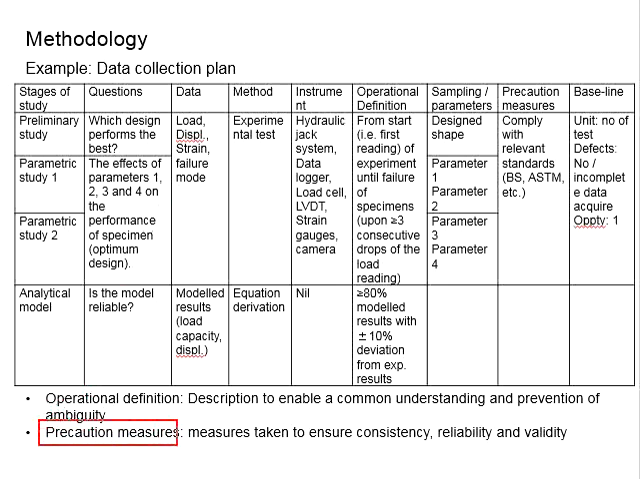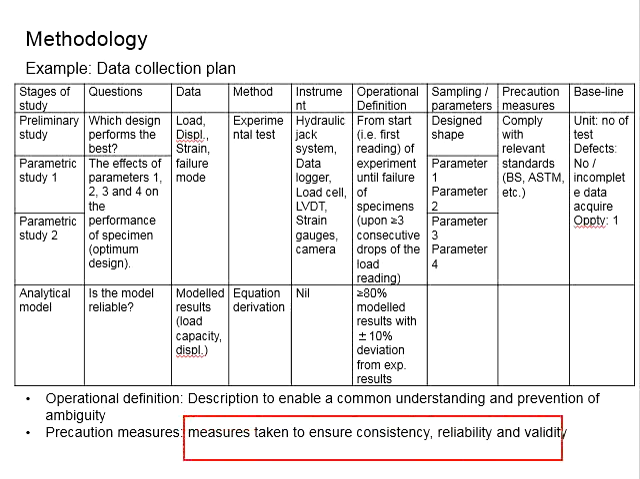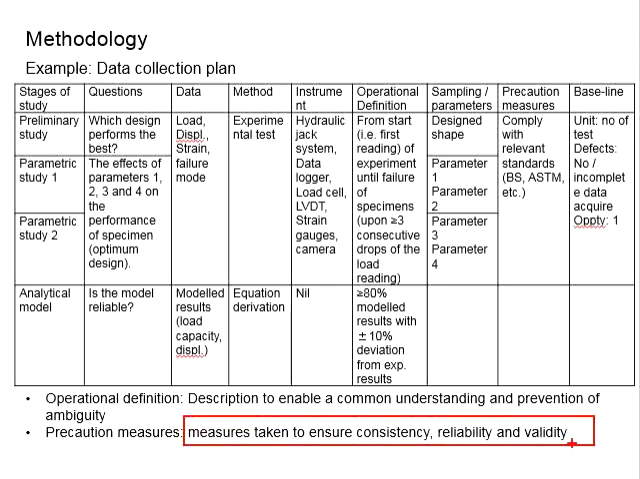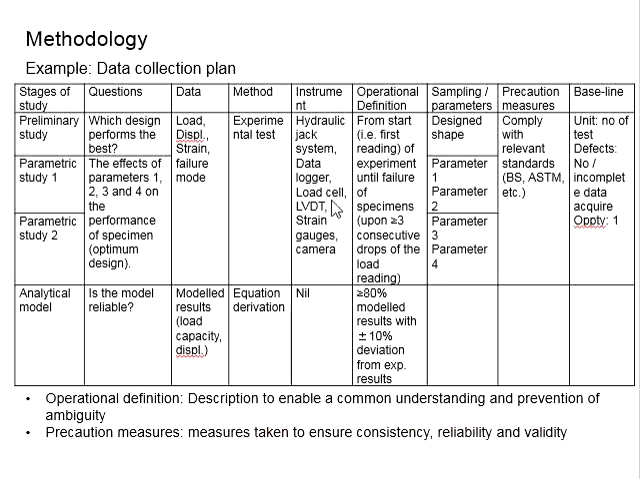And these precaution measures, as given here, are the measures taken to ensure the consistency, reliability, and validity of the respective studies. You need the consistency here because later you will need to make comparisons among different specimens in order to evaluate the performance of the specimens. In order for those comparisons to be valid, all the specimens should go through the same set and same standards of the experimental study.